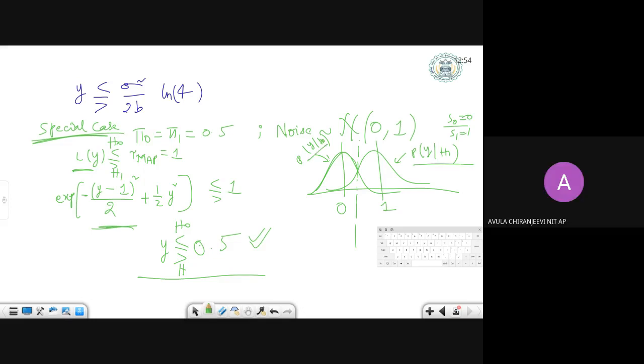Sir, how is it 0.5, sir? It is actually 0, sir. ln of 1 is 0, right?